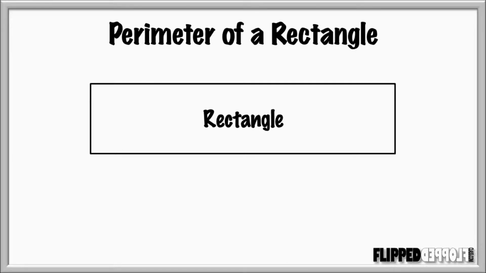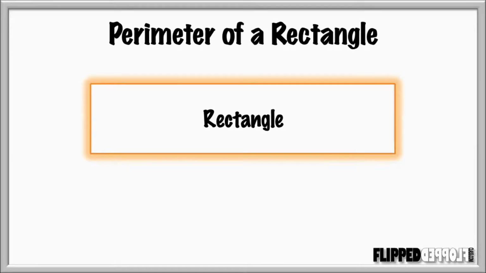In this video, we're going to look at finding the perimeter of a rectangle. When we talk about perimeter, we're referring to the outside of a two-dimensional shape. So words like fence, border, edges, and frame are keywords used when talking about perimeter. So when you think of perimeter, think of outside.